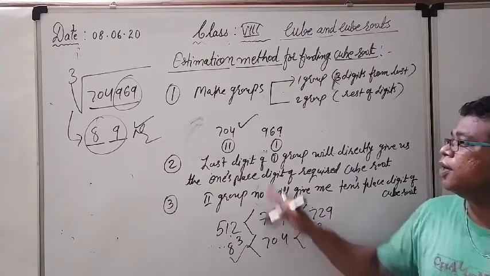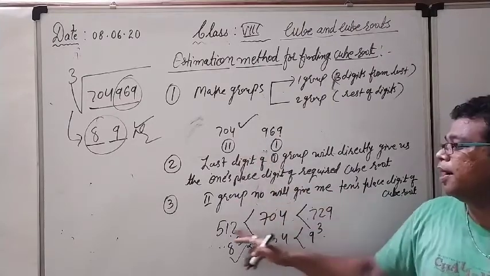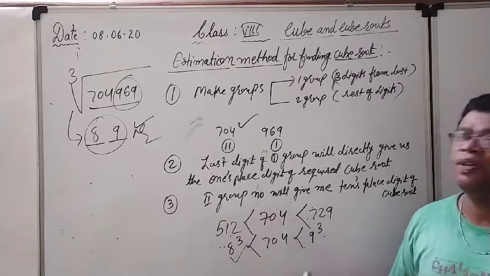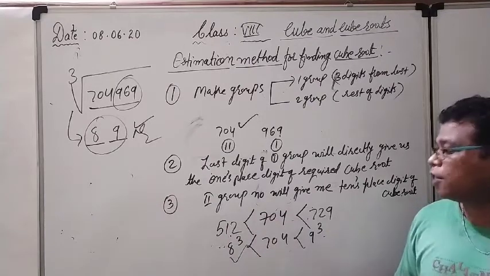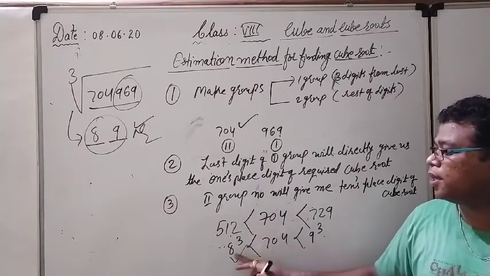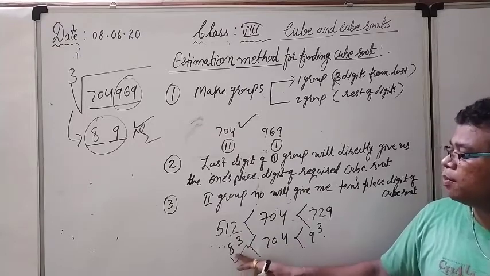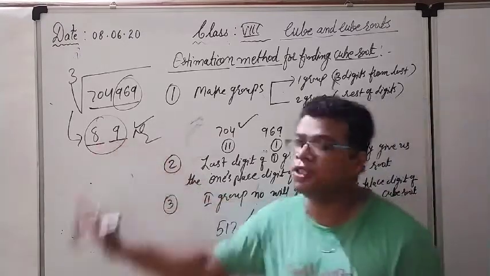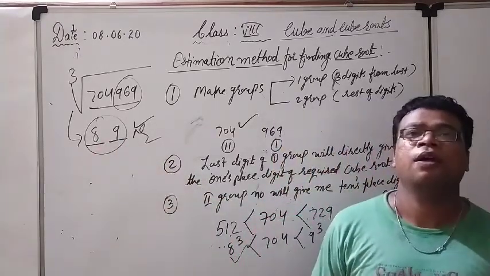Now 704 is the second group number. It is coming in between which perfect cubes? From there I have to select the smaller number, and that smaller number will be the tens place digit. Next time I will teach you according to the examples.